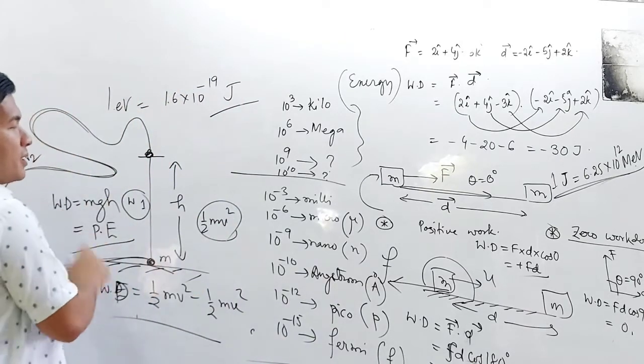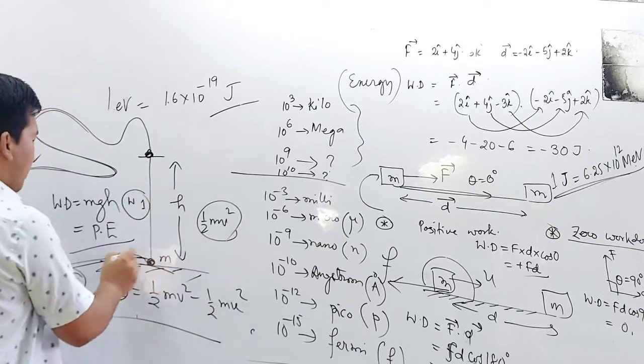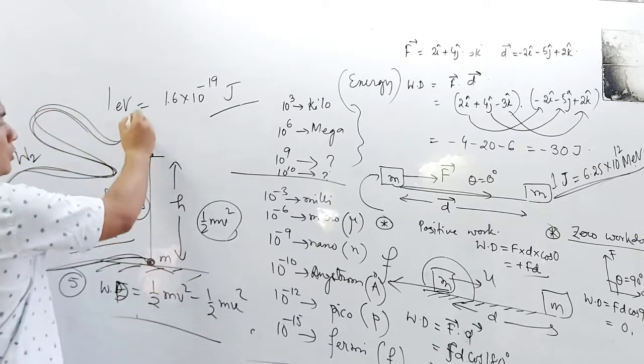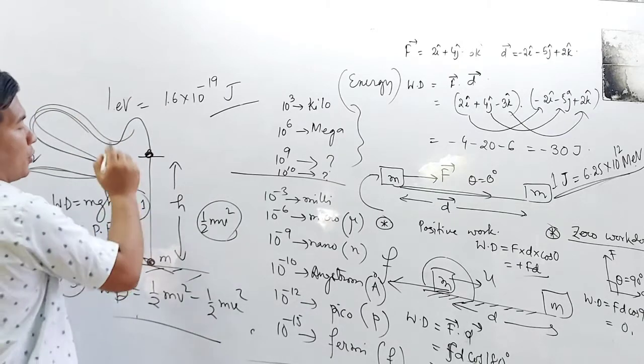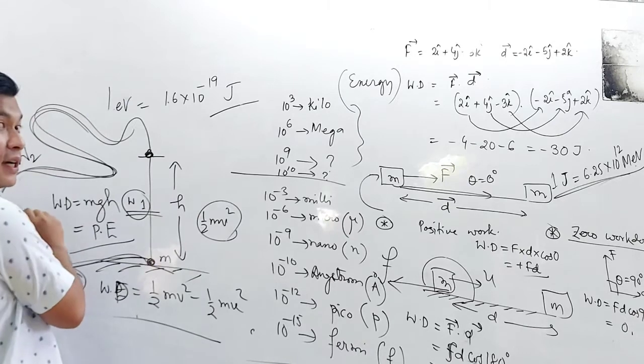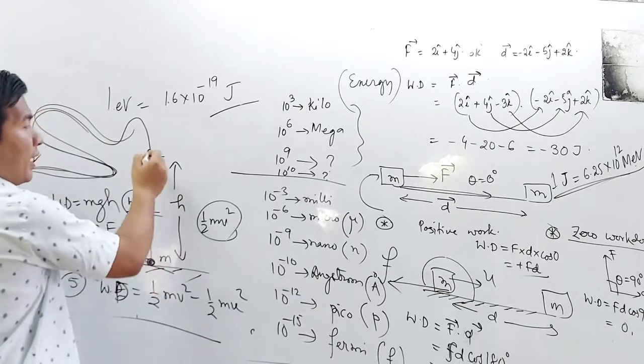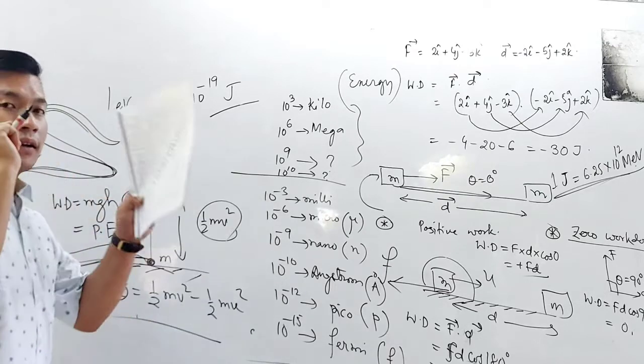Do you understand the concept here? Since these are two different paths, the straight path and the curved path, they will generate the same amount of work done. Then I say the same amount of potential energy. Why? Because their initial and final positions are the same.